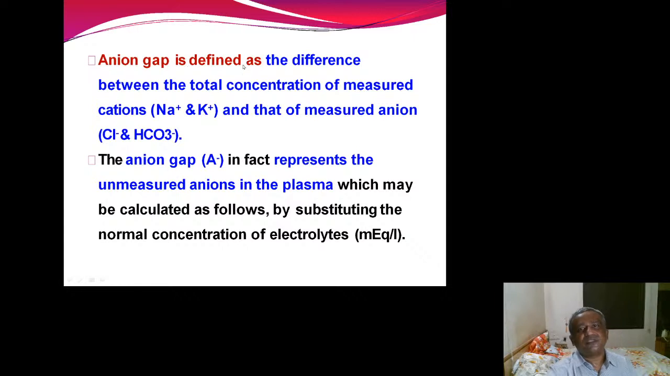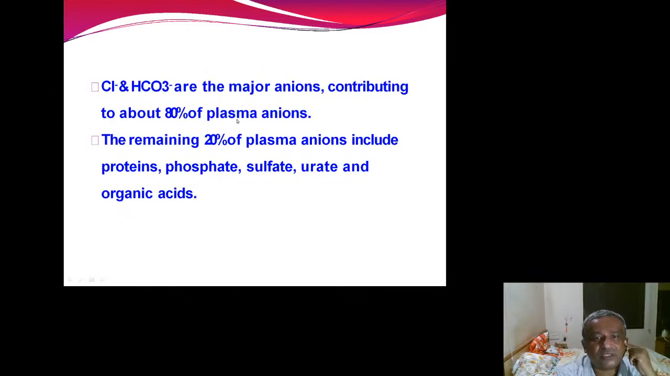So anion gap is defined as the difference between the total concentration of the measured cations and that of the measured anions. Sodium and potassium, and chloride and bicarb, are mostly equal, but the gap between the two we call the anion gap. The anion gap in fact represents the unmeasured anions in the plasma. So anion gap is this 20%. We are measuring this 80%.